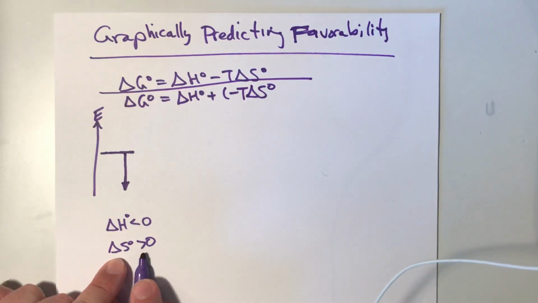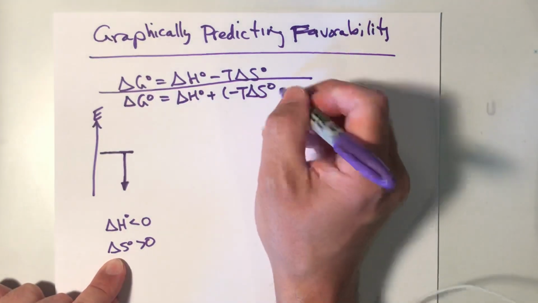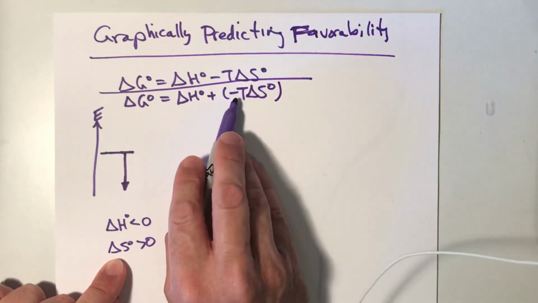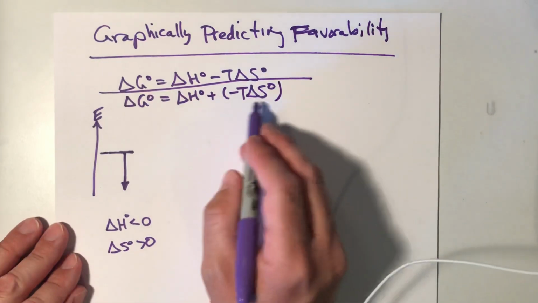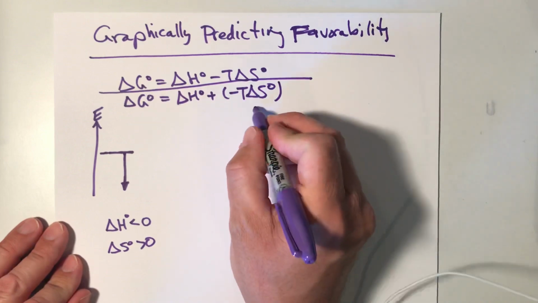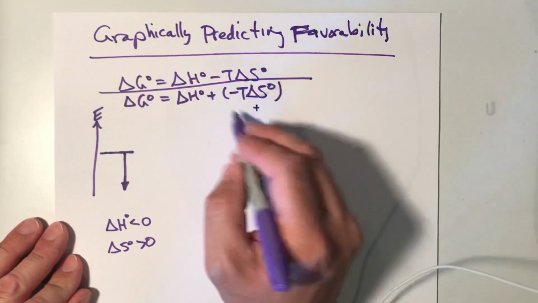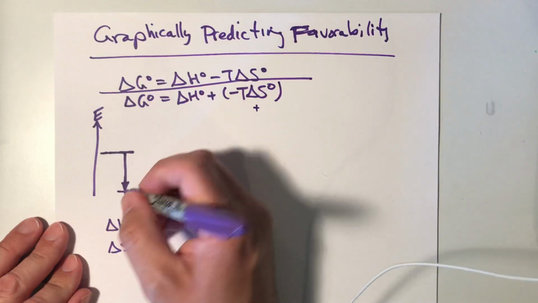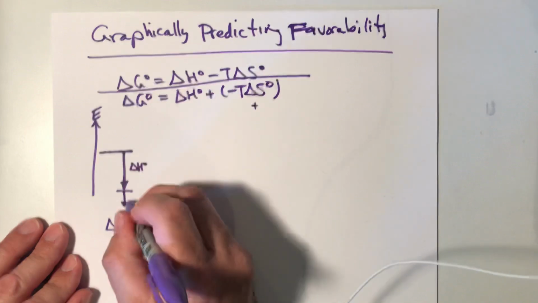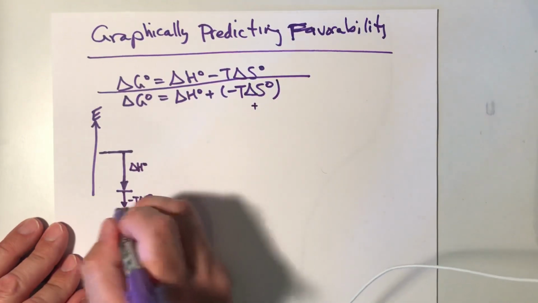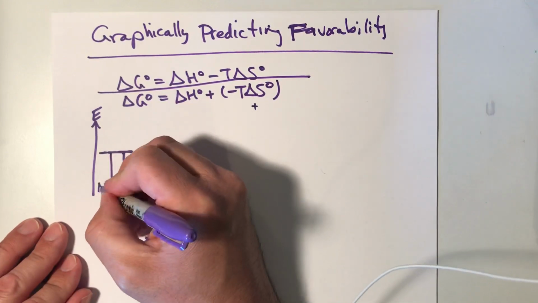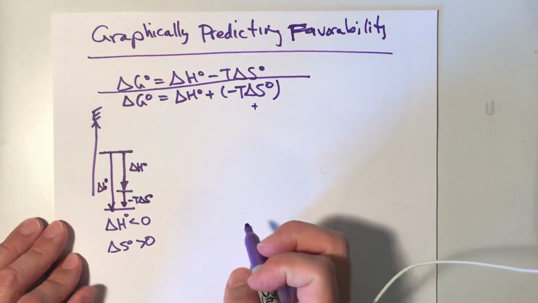Now, if we have a positive delta S, and the temperature is always positive, so we don't have to worry about it, that means that our negative T delta S term is also going to be negative, right? Because we're plugging in a positive delta S here. That makes this whole term negative. So that means that this is going to go down more when we look at the minus T delta S term. And so overall, the delta G, which is the sum of the delta H and the minus T delta S terms, is going to be negative, all right?